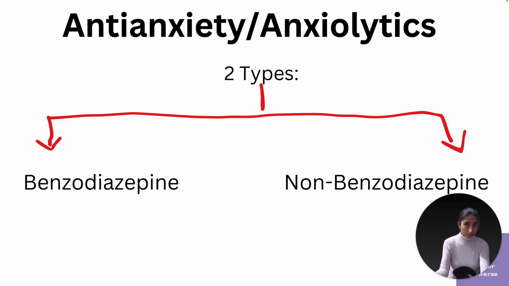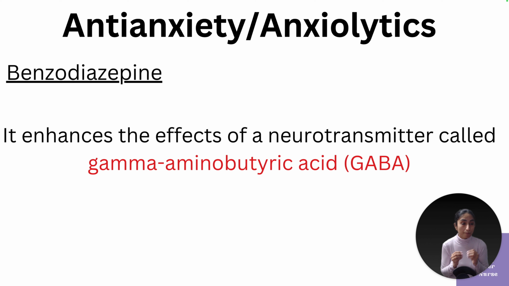Okay. So basically, we have two types of anti-anxiety drugs. One is benzodiazepine, and the second one is non-benzodiazepine. We're going to study benzodiazepine and non-benzodiazepine one by one. So let's first focus on benzodiazepine.